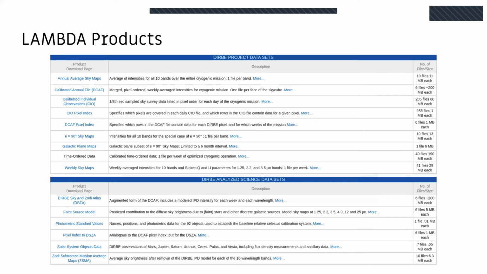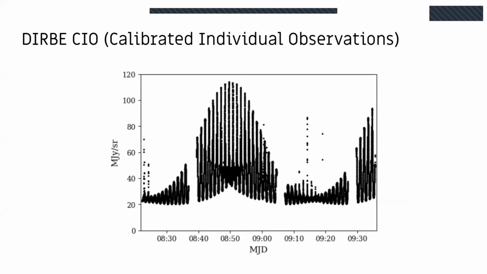So talking about the DIRBE data itself, we were able to just pull the DIRBE data right off of Lambda. What we've decided to use is the calibrated individual observations. We asked for the actual raw data themselves, and we were told by the people working at Lambda, you don't want the raw data, you want the calibrated individual observations. And after looking at the instrument, it seems like there's a lot of work that goes from the raw data to actually getting these calibrated individual observations. So that's where we've started for now.